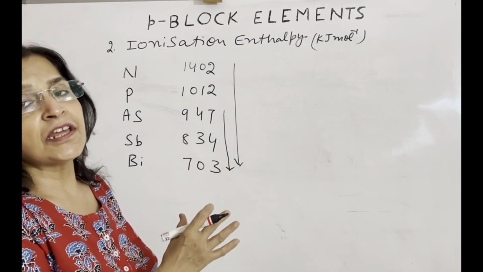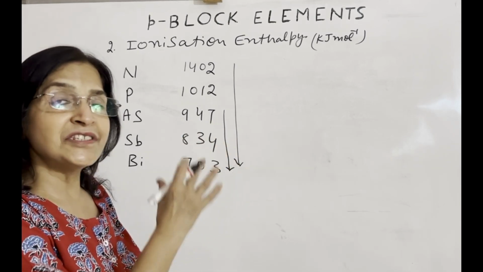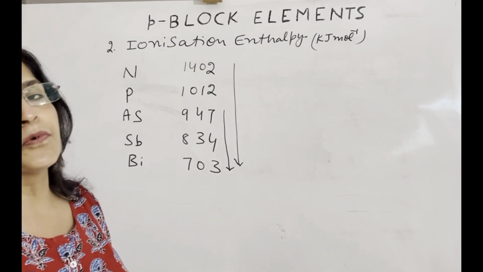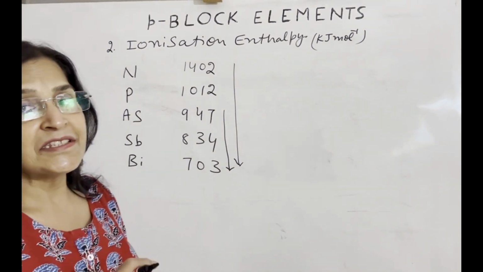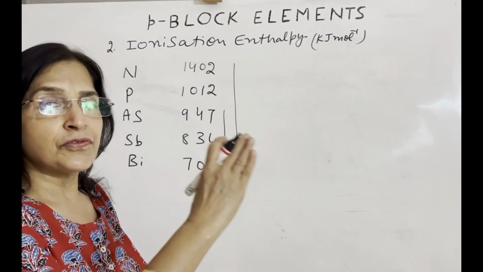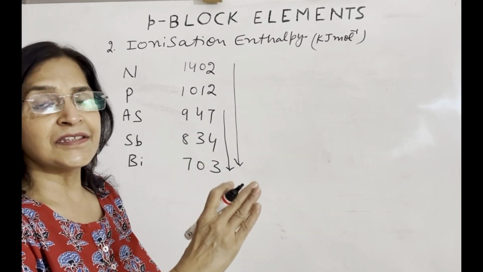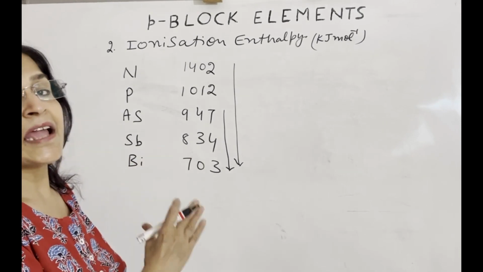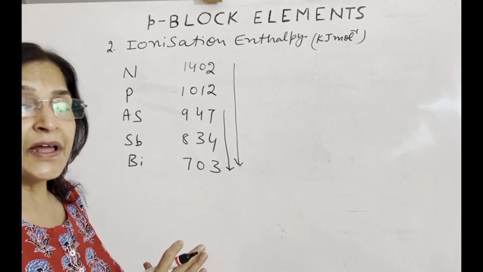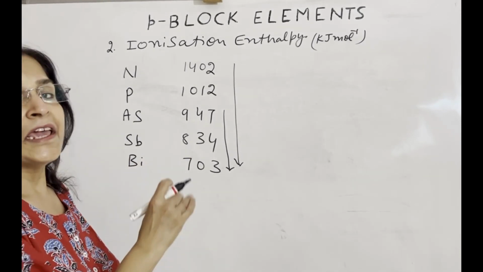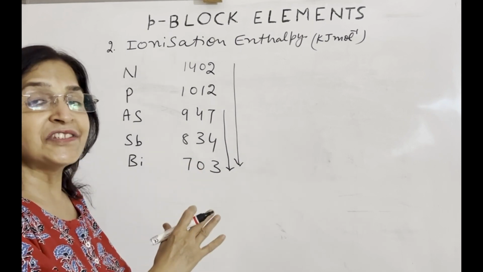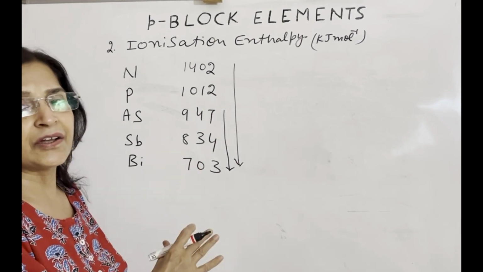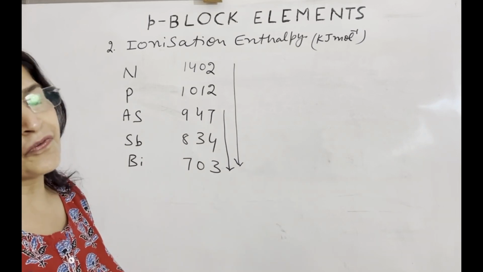The ionization enthalpy of these elements is much higher than the elements of group 14. So what is the reason behind this? As we move left to right in a period, atomic radius decreases, nuclear charge increases, and these elements have stable half-filled configuration. Therefore, these elements have much less tendency to lose the electron in comparison to group 14 elements.